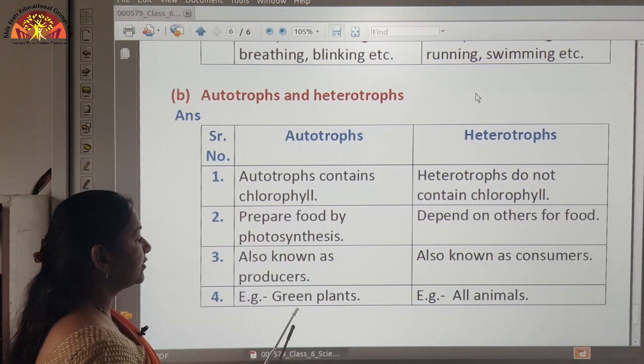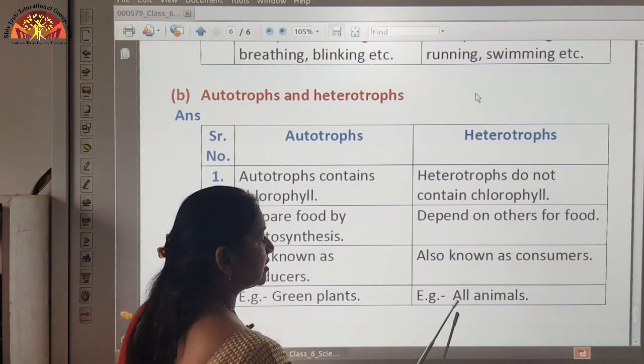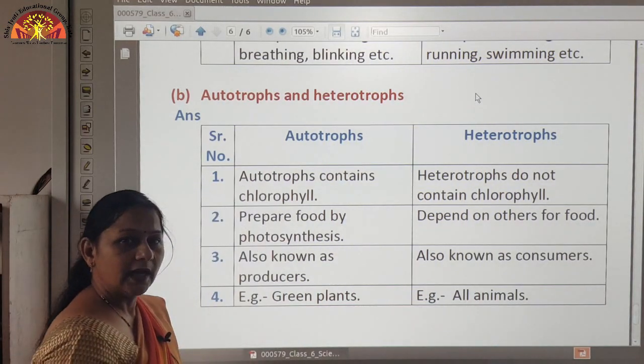And the examples of autotrophs are green plants. Examples of heterotrophs are all the animals.